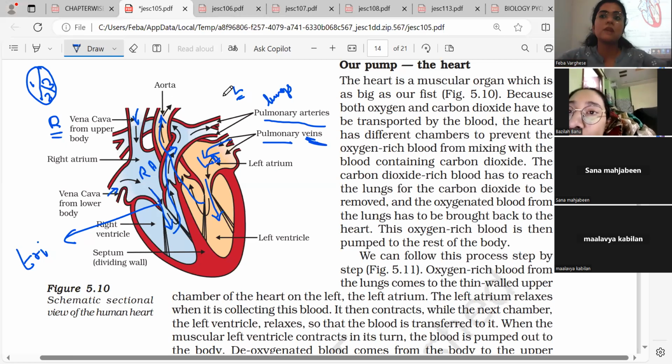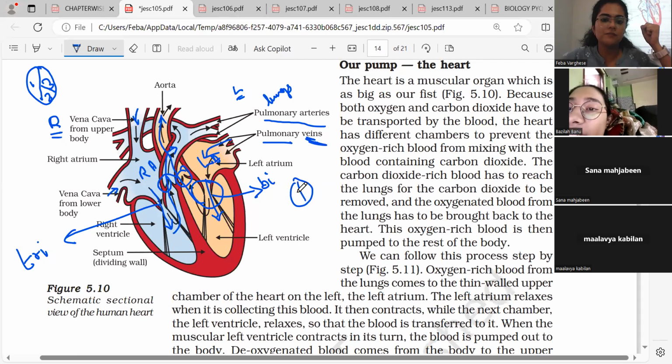Aorta is going to split into a number of arteries, and they are going to supply blood to all parts of your body. Now, which is the valve present in the opening of left ventricle and right ventricle? Bicuspid. Bicuspid valve is present between left atrium and left ventricle. This is a bicuspid valve. Bicuspid because it has got two cusps.